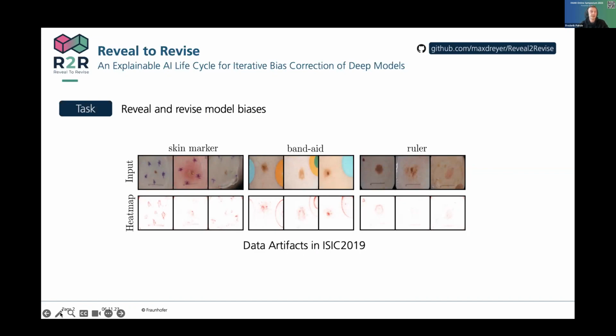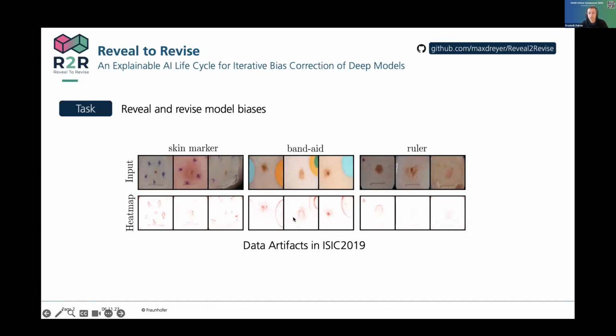And here on the slide, I show explanations for a VGG16 classifier that we trained. And those explanations are in form of heat maps, and they show relevance by input feature that is used by the model. So here we can see in the first example for skin markers that not only the mole itself is used, but definitely also a lot of the skin marker around the mole that is used by doctors to basically highlight suspicious moles. So this is an interesting feature for models to use.